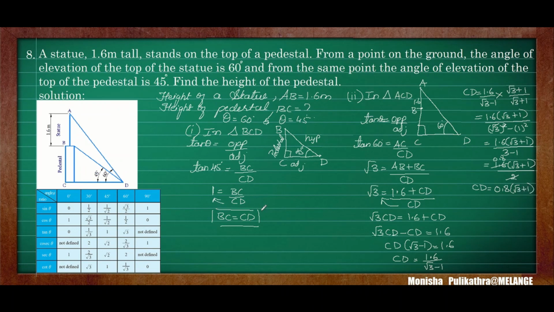We know that CD and BC are equal, and we have to find the value of BC. Since CD is equal to BC, BC is equal to 0.8 into root 3 plus 1. So this is the value of BC, which is the height of the pedestal. I hope you understood this.